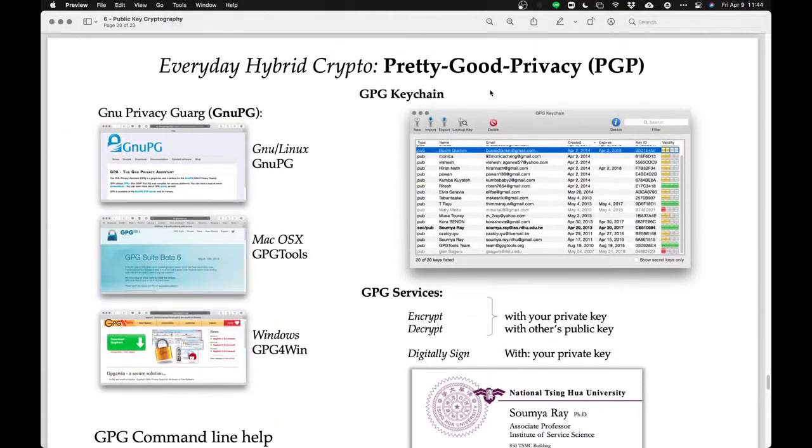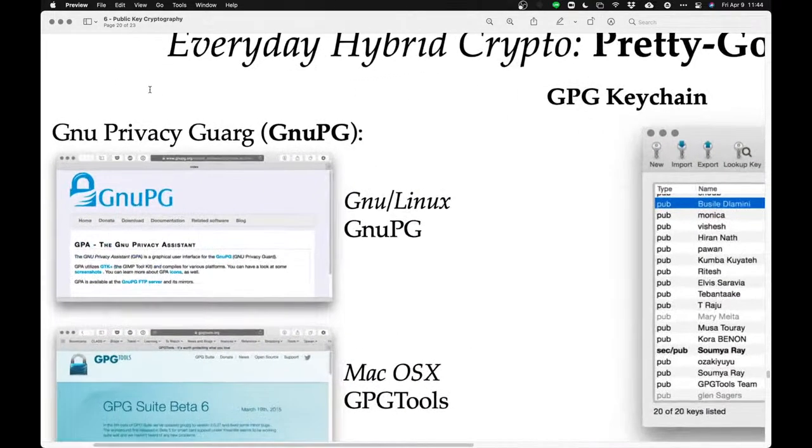Here's something else that I want you to start using. I'm going to ask all of you, as one of your assignments, to install it on your computer if you haven't already. It's a very venerable piece of software. The protocol itself is called PGP, for Pretty Good Privacy, and the software is called GPG, which stands for GNU Privacy Guard.